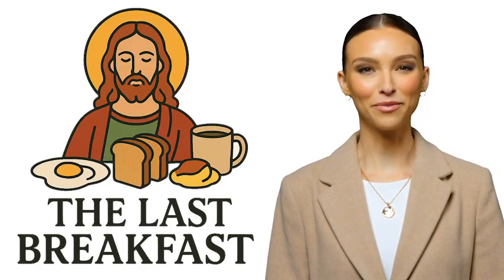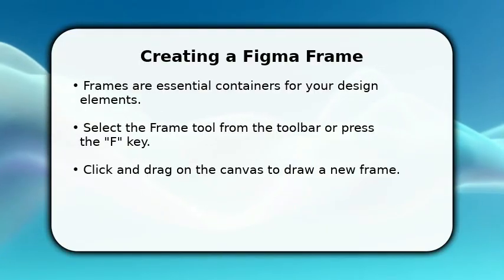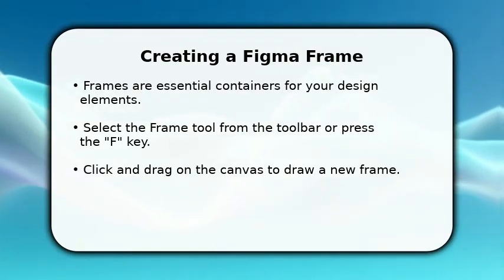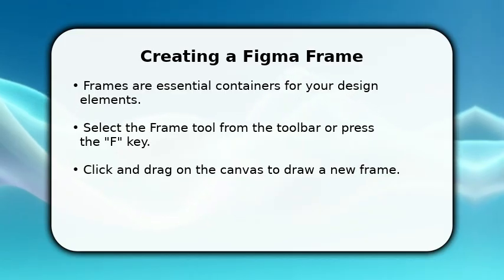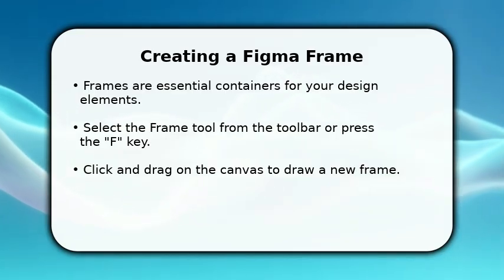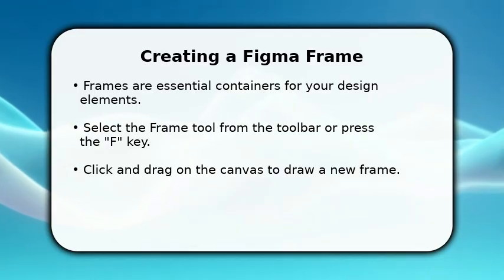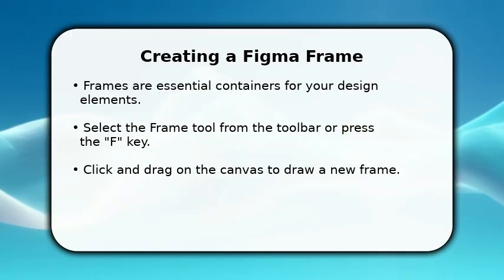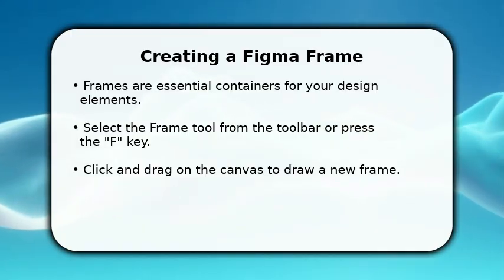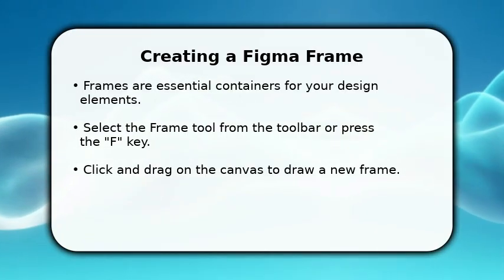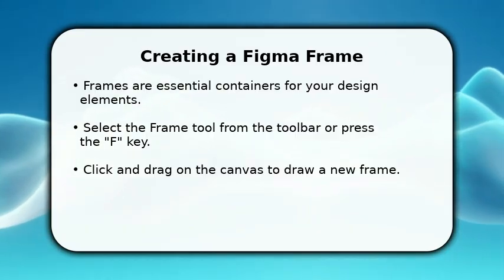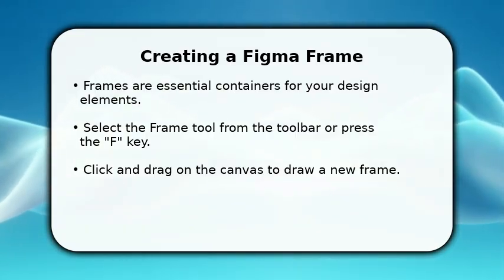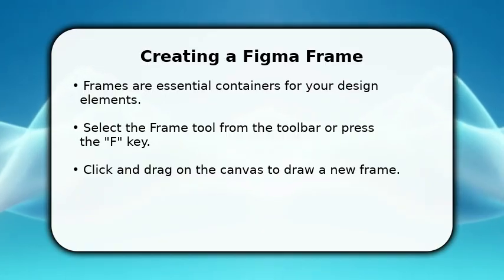Please enjoy the video. In this video, I will show how to make a frame in Figma. To begin, locate the frame tool in your toolbar, which looks like a small rectangle. Alternatively, you can simply press the F key on your keyboard for a quick shortcut. Once activated, click and drag your mouse across the canvas to instantly draw a new frame. This frame will serve as a foundational container for all your design elements, helping you organize your work effectively.